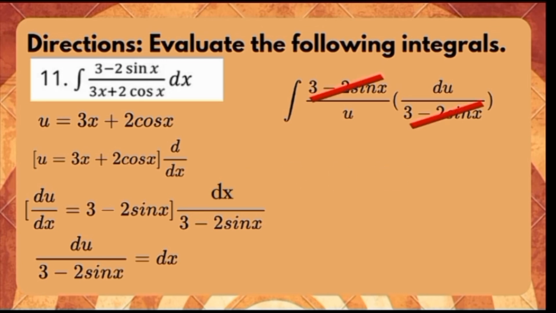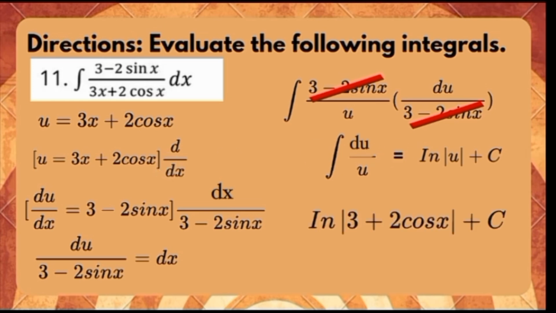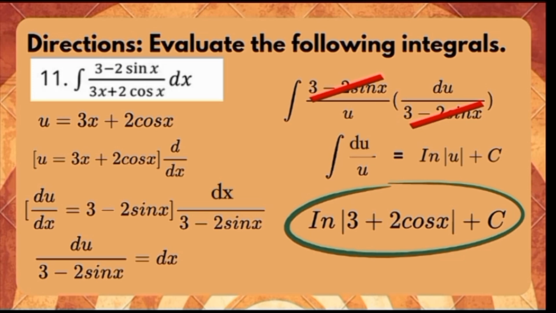We can divide, kaya makakancel ang parehong 3 minus 2 sine x at ang matitira ay the integral of du over u. And based sa integration formula, it is equal to ln of u plus c. The last thing to do is to substitute the value of u. So therefore, the final answer is ln of 3 plus 2 cosine x plus c.